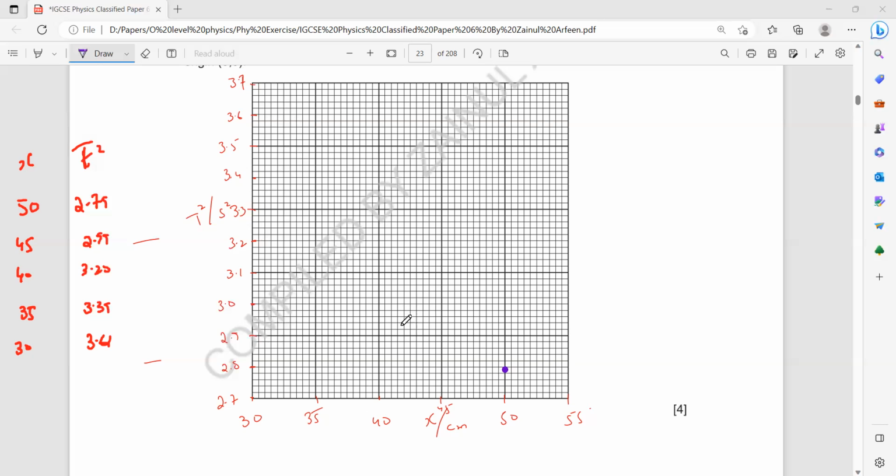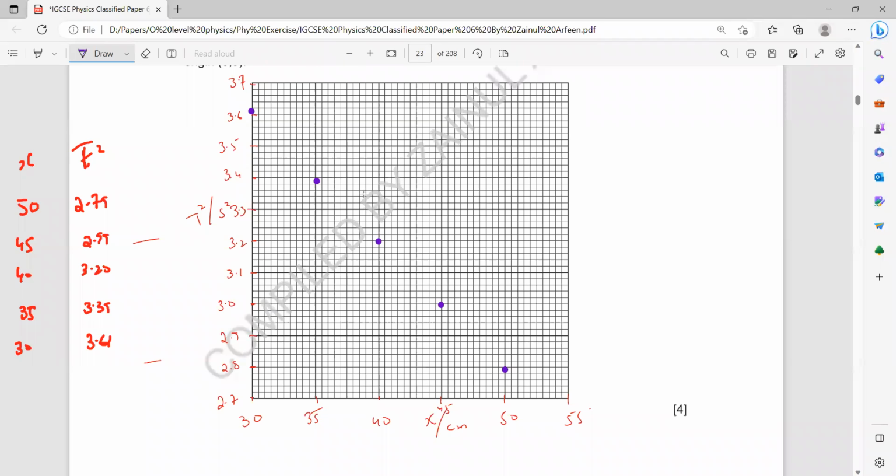Then it is 45 and 2.99. So this will be 2.99, which is about 3. Then 40 and 3.2. So 40 and 3.2. Then 35 and 3.39, somewhere here. And then 30 and 3.61. So 3.61 will be here.